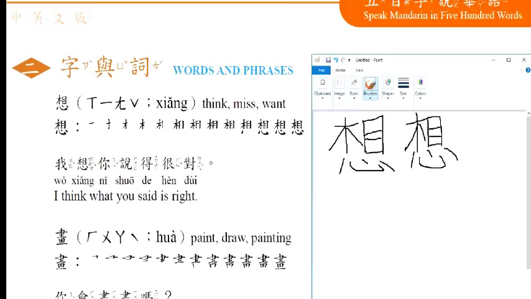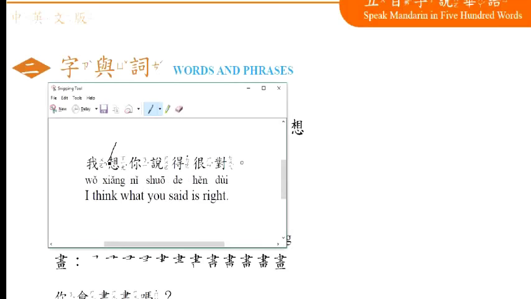我想你说得很对。我想, I think, 你, you, 说得, this is the connective with an adjective, linking verb with adjective. 说得很对, you said it is right. 你说得很对。很对, very right.